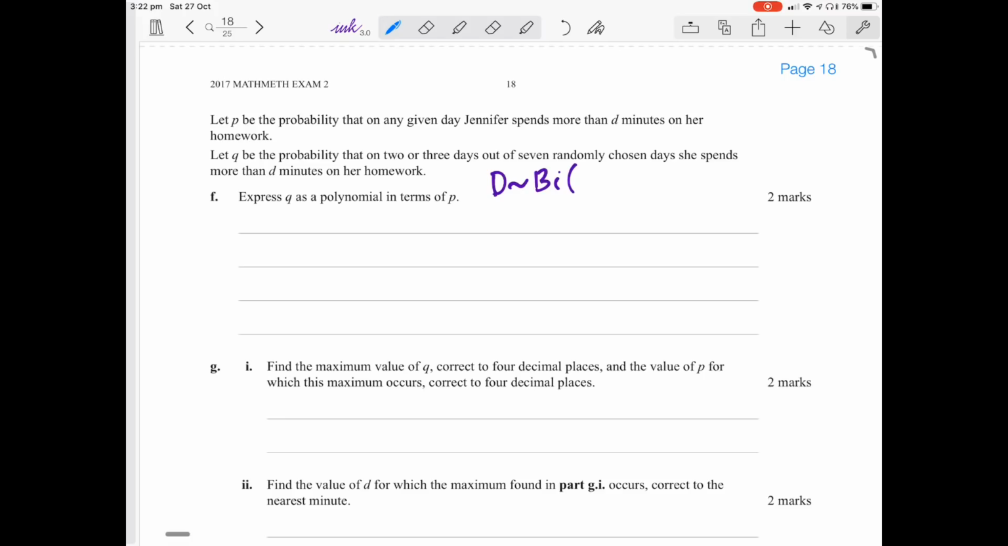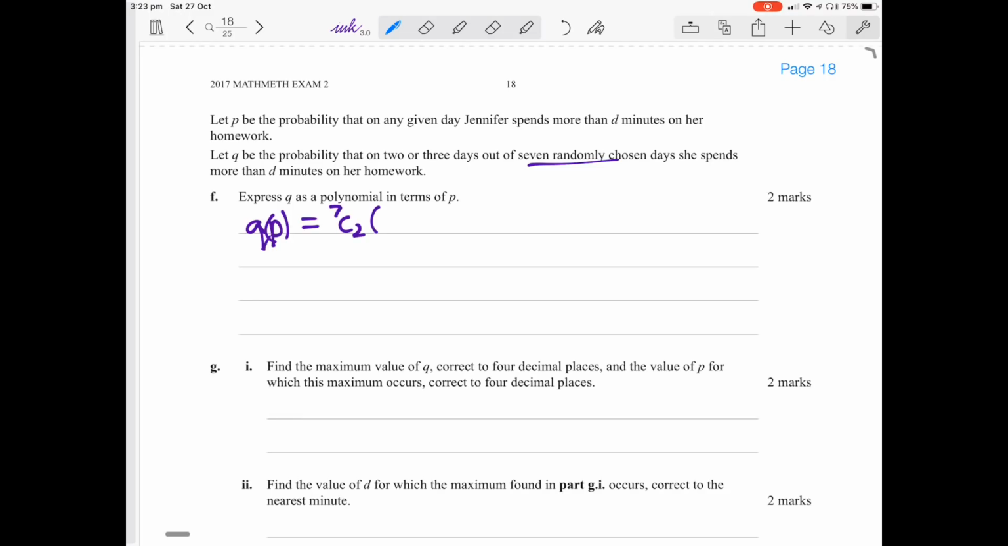Q, so what have we got? P, what am I thinking here? So we can just say Q is the probability of 2 or 3 days. Okay, so Q in terms of P is equal to 7 randomly chosen days. Okay, so 7 choose 2.